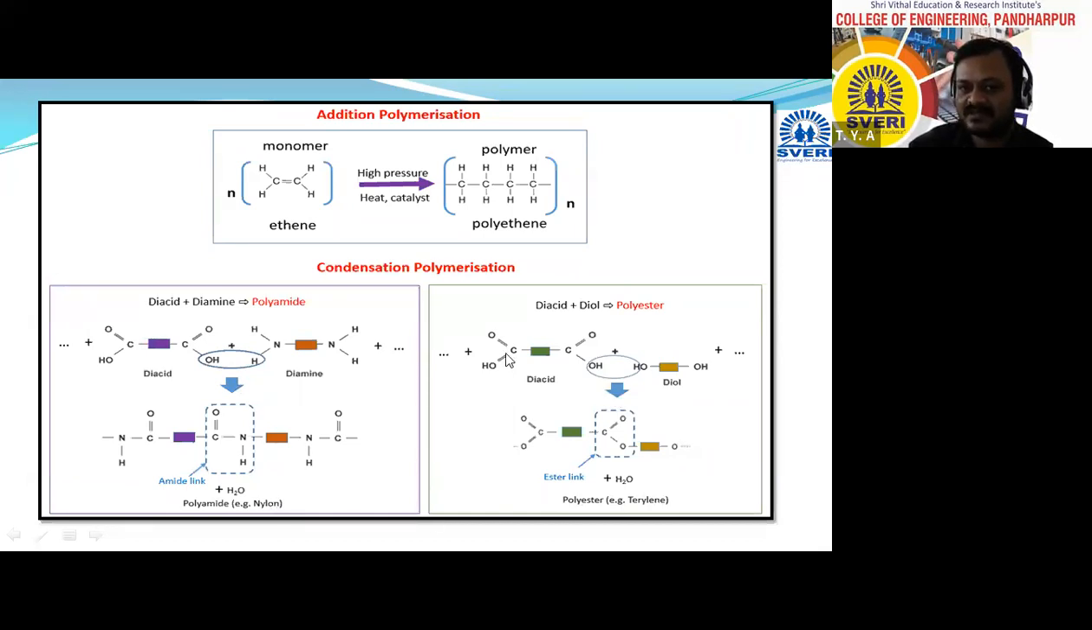Okay. So if you have any doubt in this addition and condensation polymerization, please ask me. You can ask in the chat box also.